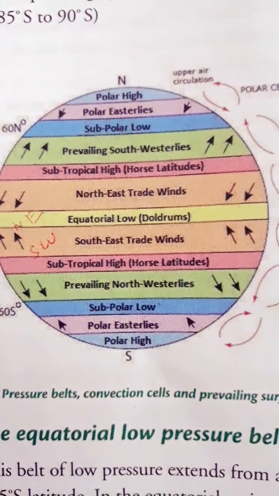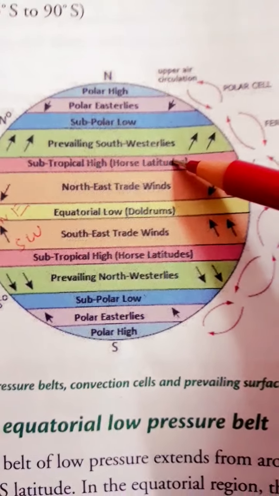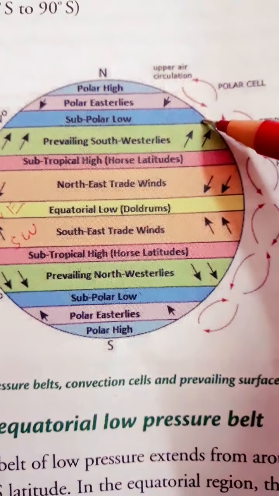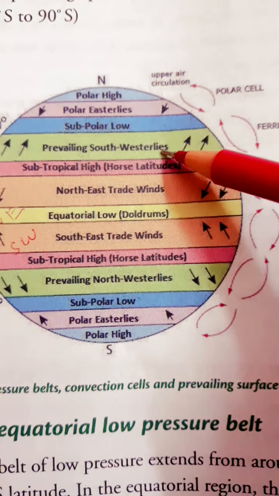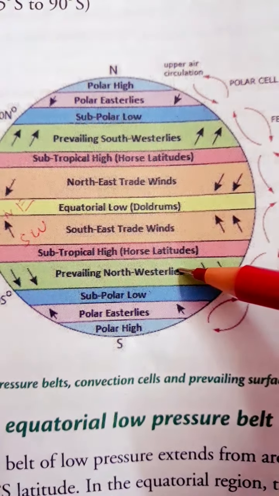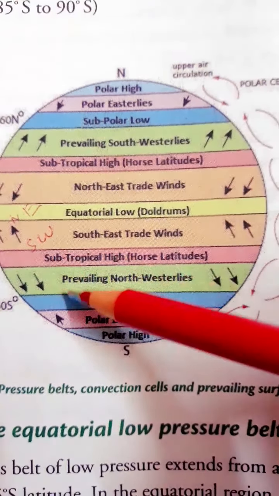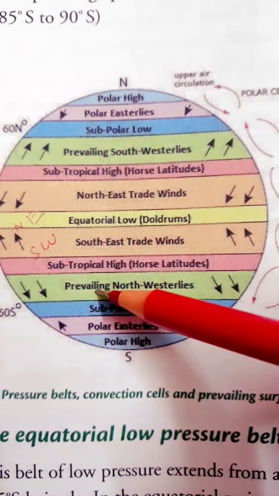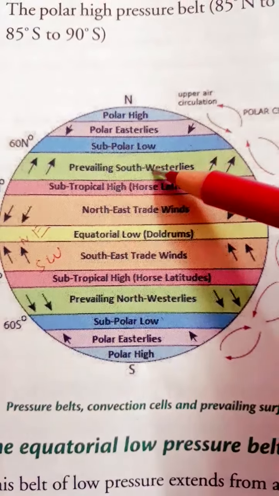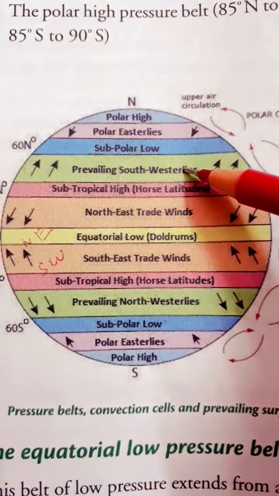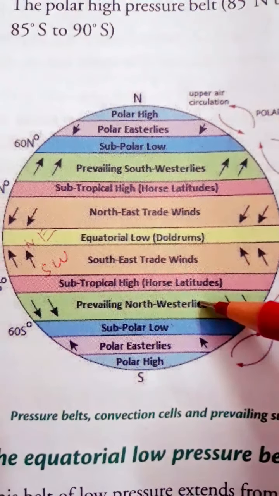The westerlies blow from the subtropical high pressure belt to the subpolar low pressure belt. In the northern hemisphere, they are known as the prevailing southwesterlies. In the southern hemisphere, when they blow from the northwest to the southeast, they are known as the prevailing northwesterlies.